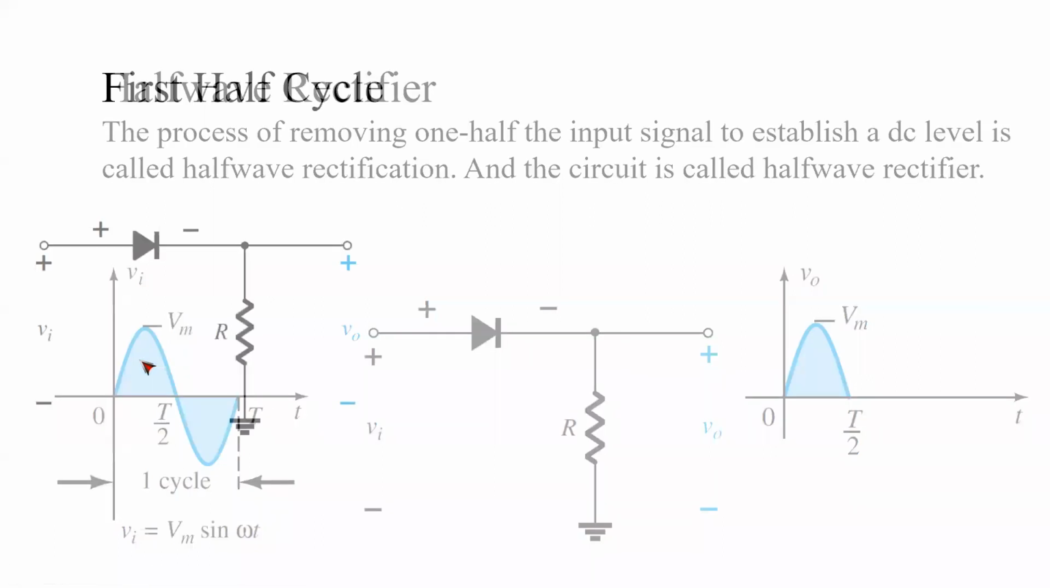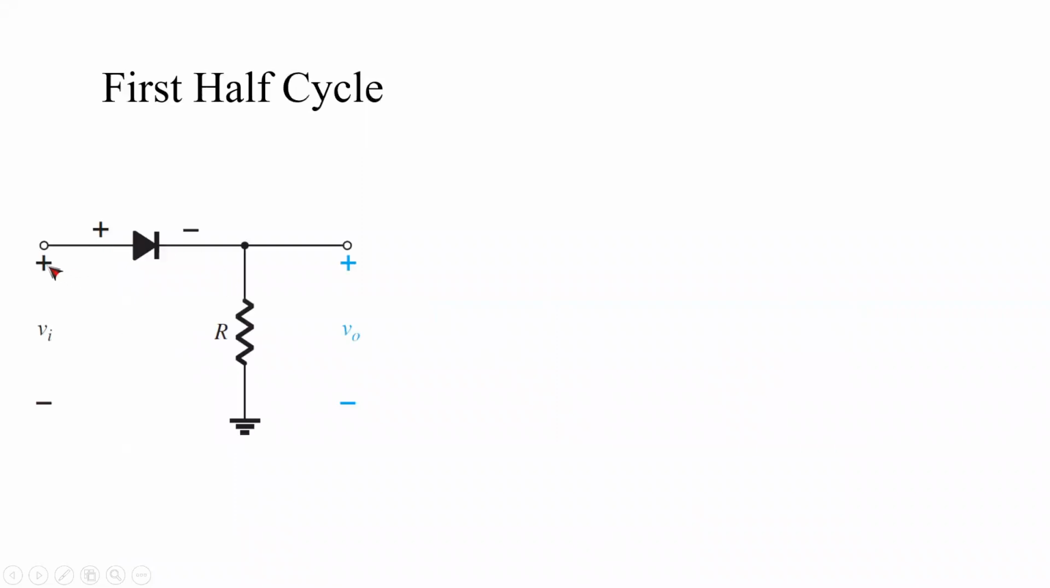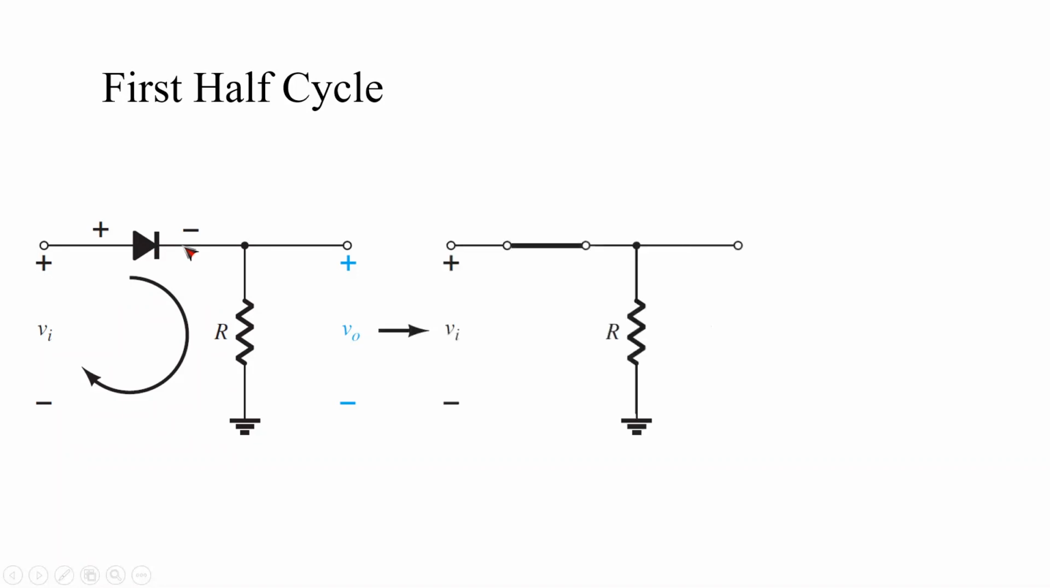In the first half cycle, remember, this is your plus, this is your minus. So current will try to go in this way, clockwise, right? Since it is going clockwise, your diode is forward biased because current is going from plus to minus. When your diode is forward biased, it will allow the current to pass. That means it will act like a short, like this. That means current is passing.